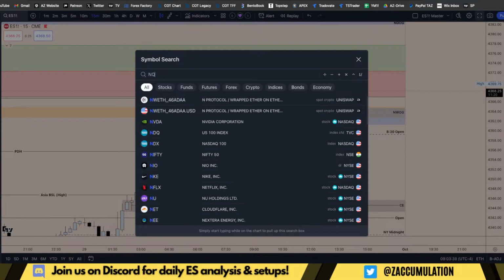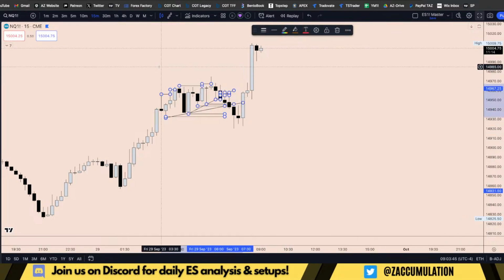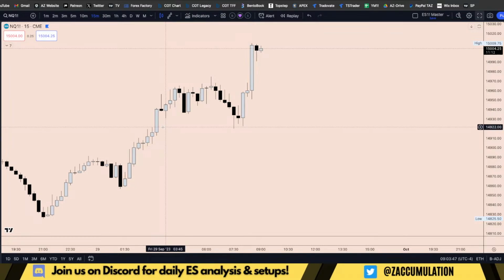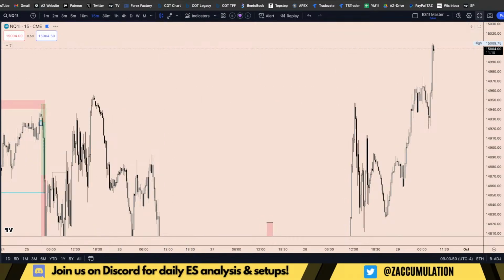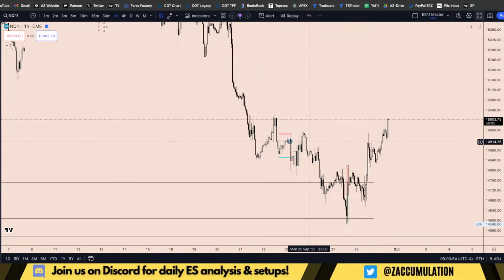Let's take a quick look at NQ as well. We also had that pump. We kept holding on the bullish fair value gap right here. Where are we at from a higher time frame perspective on NQ? Oh, okay. We already took out the high for Monday on NQ. So we already have SMT divergence. NQ is much, much stronger than ES right now.